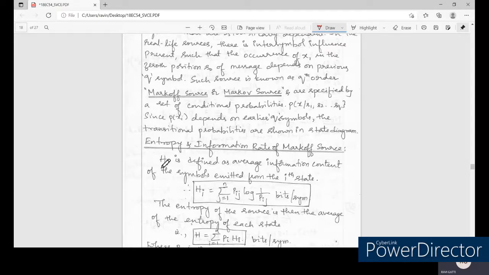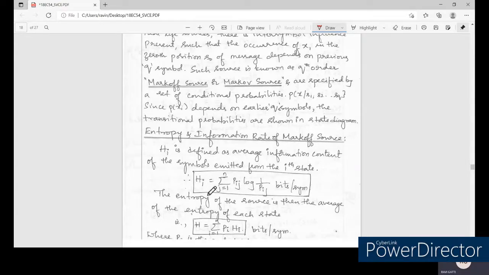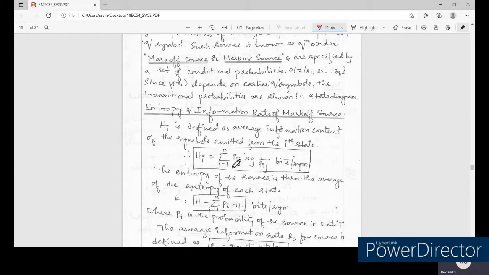The entropy of each state will be represented as Hi. This entropy of each state is the entropy computed from the symbols emitted at that state with their probabilities. That is Hi equals summation over j from 1 to n of Pij log 1 by Pij. We use the two indices because we have several states, and each state emits a certain number of symbols, so we consider both the i and j indexing. Similarly, we calculate the entropy of all the states.